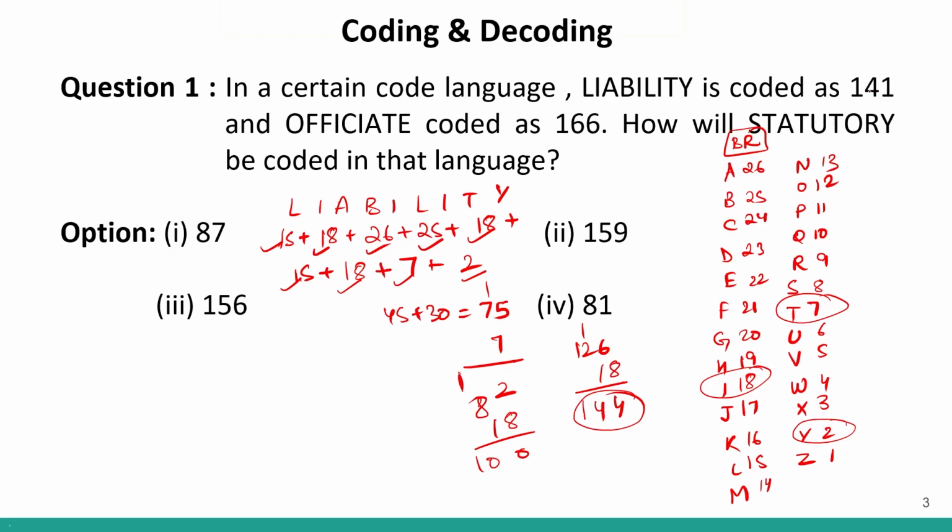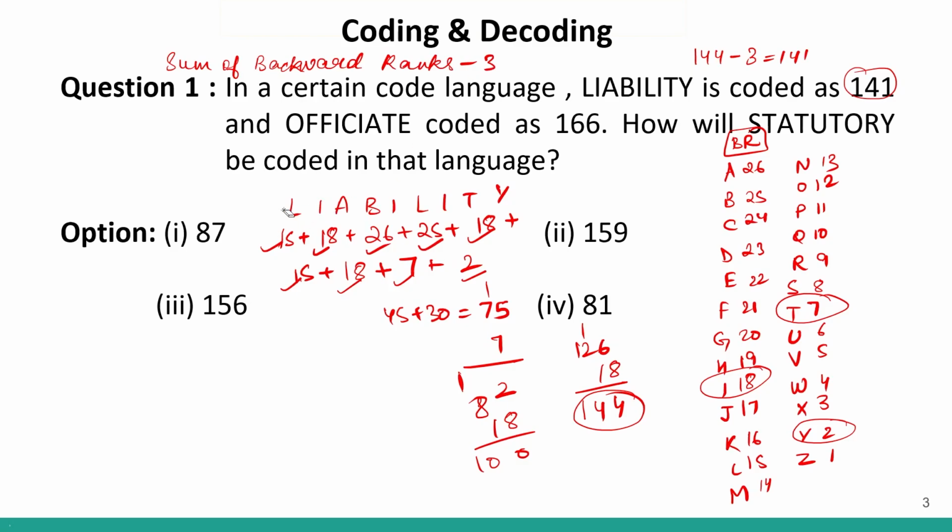Now if you look over here, 141 is very close to 144, right? So basically it is 144 minus 3. Correct? Sum of backward ranks minus 3. Correct? Sum of backward ranks minus 3.